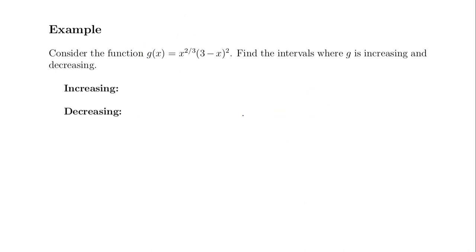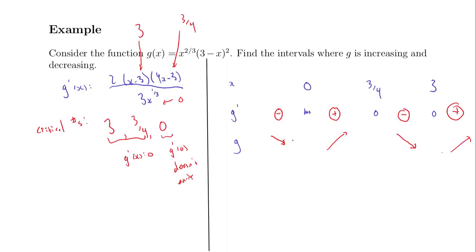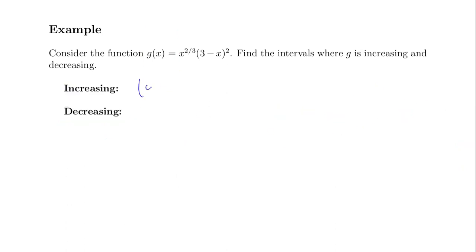Cool. So if we're trying to answer this question, where are these things increasing and decreasing? This is what it will look like on an exam or a quiz or something like that. Maybe I'll have it written out like this where I'll label increasing and decreasing. We're going to say our increasing ones are these two. So that's from 0 up to 3/4 and from 3 to infinity.